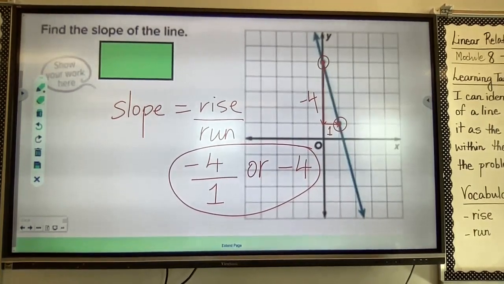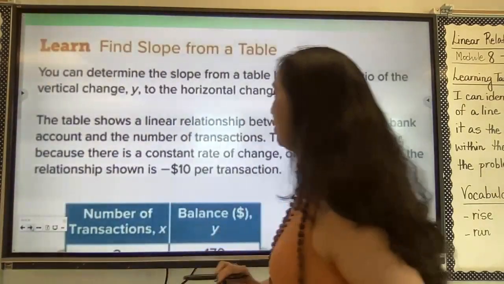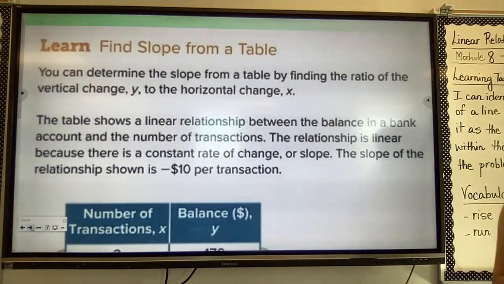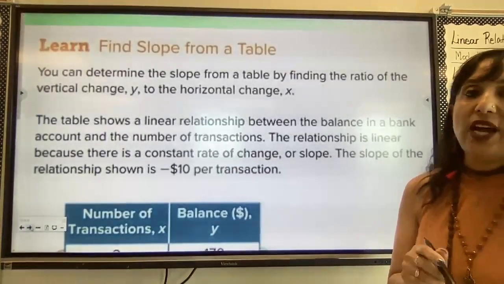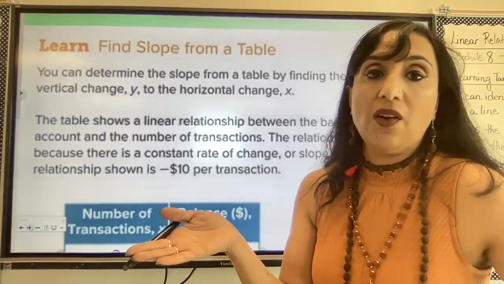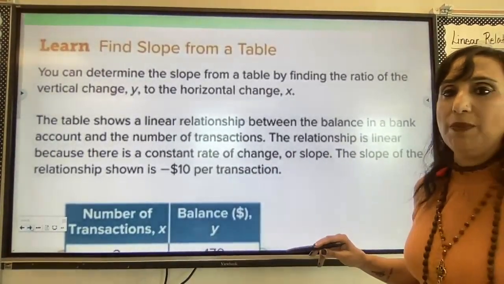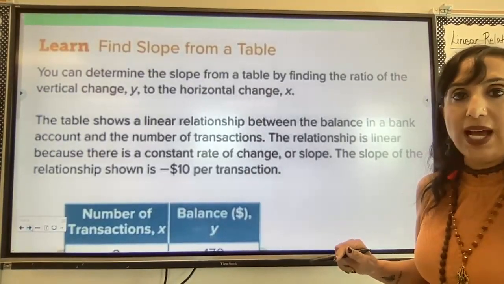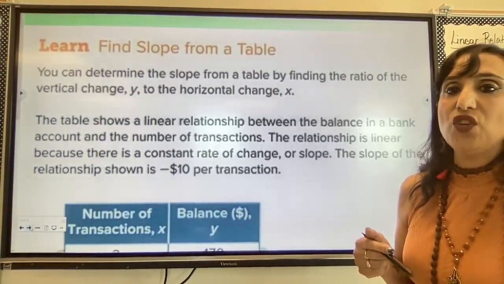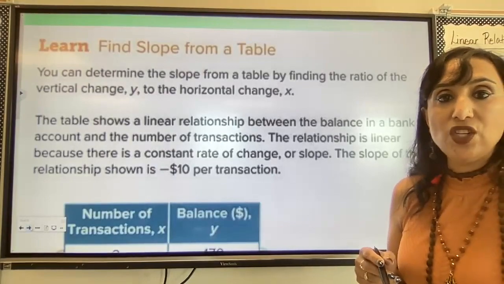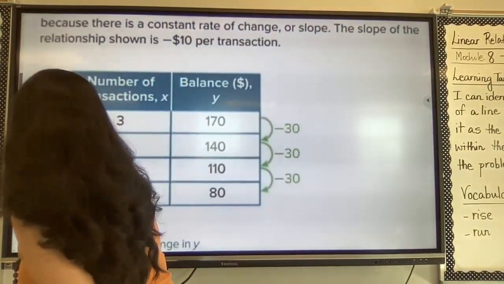All right. So let's learn slopes from a table. You can determine the slope from a table by finding the ratio of the vertical change y to the horizontal change x. Let's look at this table. The table shows a linear relationship between the balance in a bank account and the number of transactions. The relationship is linear because there's a constant rate of change, or slope, and the slope of the relationship shown is -$10 per transaction. I just want you to see this first.